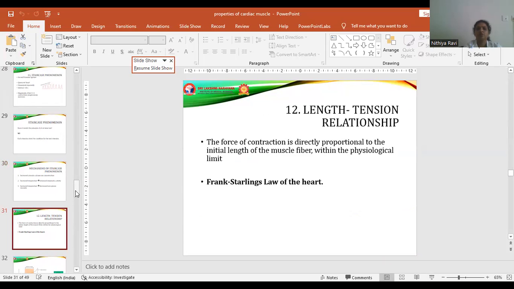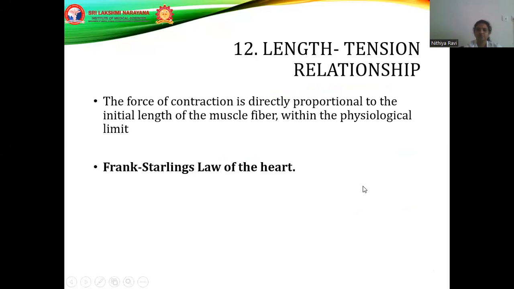Yes. Now we were talking about this length tension relationship. So what is the Frank-Starling law of the heart? It is that the force of contraction is directly proportional to the initial length of the muscle fiber within the physiological limits.